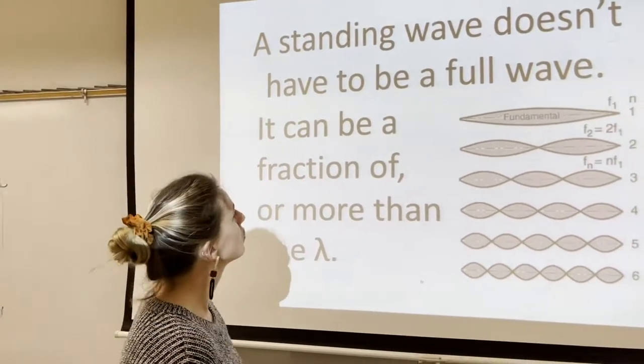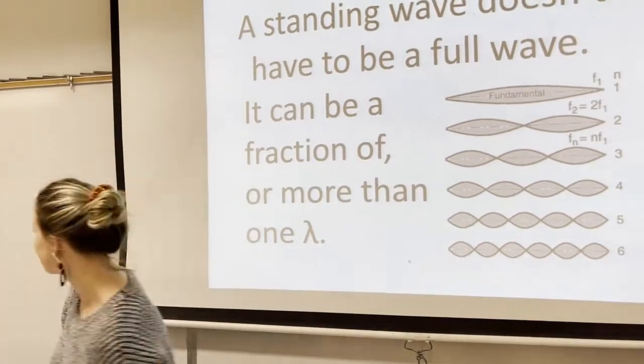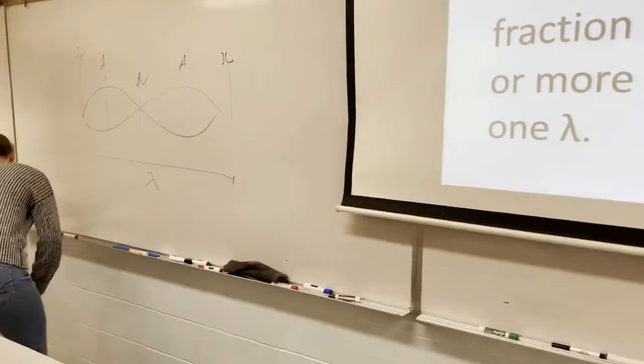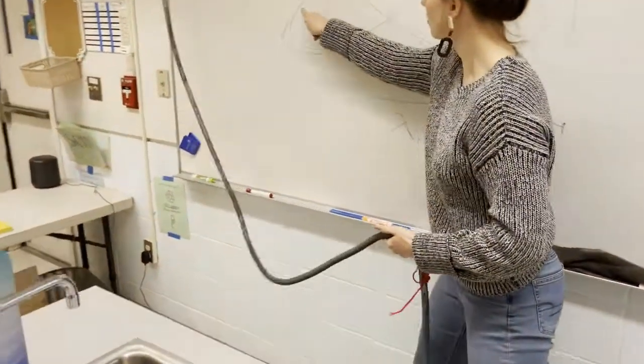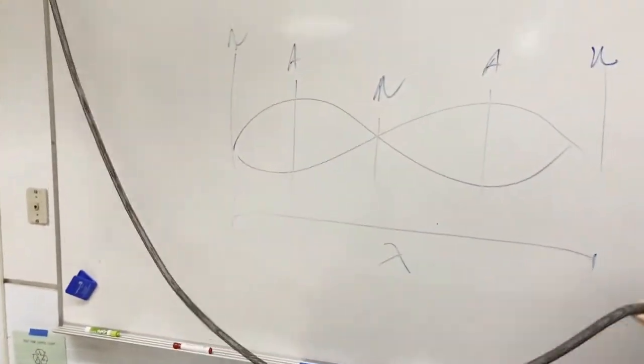Well, let's see if we can make some waves. See if you can start off with half a wave. Good idea. So what would half a wave look like? Just one bump. One bump would be half a wave.